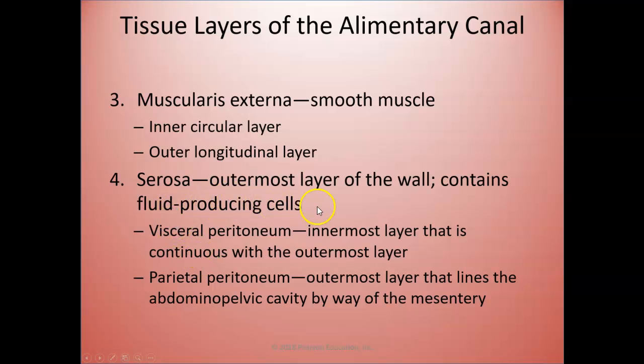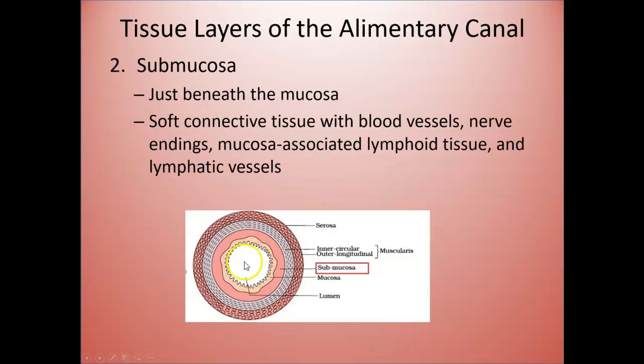And then the serosa is the outermost layer of the wall, and that contains fluid-producing cells, the visceral peritoneum and parietal peritoneum. They help ensure that the intestines, which are inside the abdominal cavity, are protected and can move around without abrading too much. So anyways, going back, we've got the lumen, the mucosa, the submucosa, the two layers of the muscularis, and then the serosa on the outside.